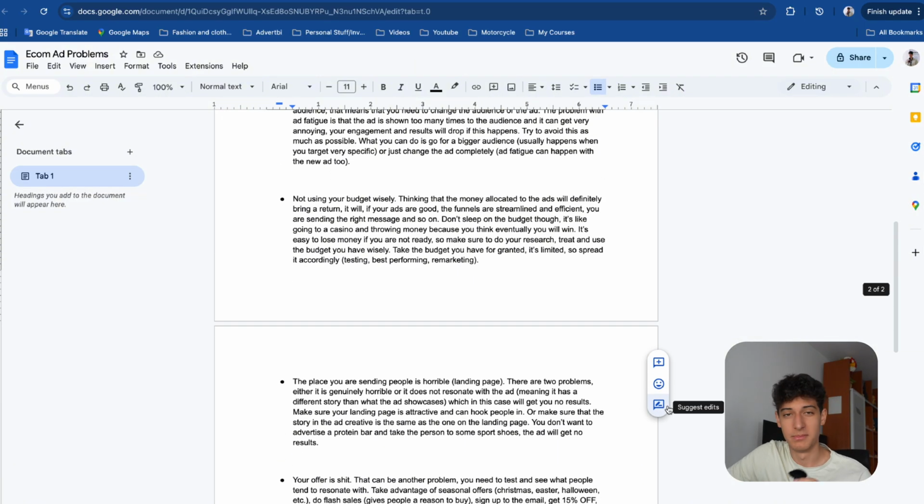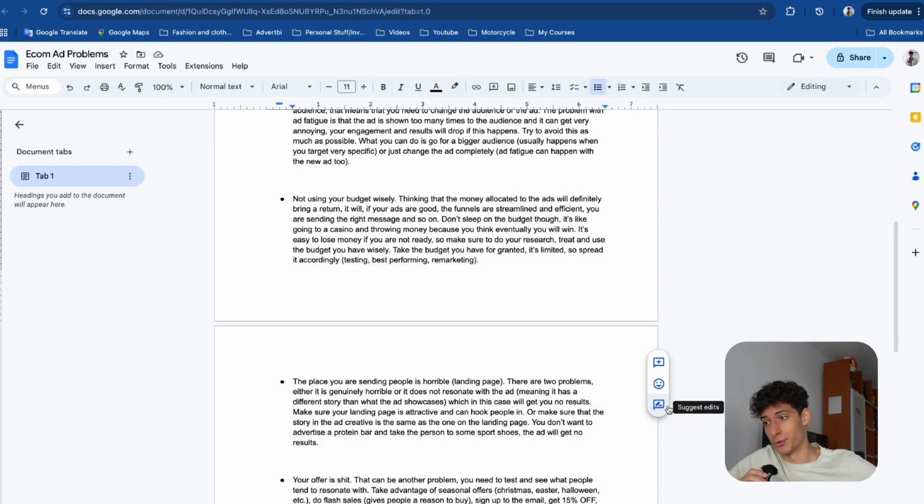Another problem I see people doing is not using their budget wisely, thinking that the money allocated to the ads will definitely bring a return. And it will if your ads are good, the funnels are streamlined and efficient, and you're sending the right message and so on. But don't sleep on your budget though. It's like going to the casino and throwing money because you think eventually you will win. It's easy to lose money if you're not ready, if you are making mistakes, if your ads are not good, and so on. So make sure to do your research, and treat and use the budget you have wisely.